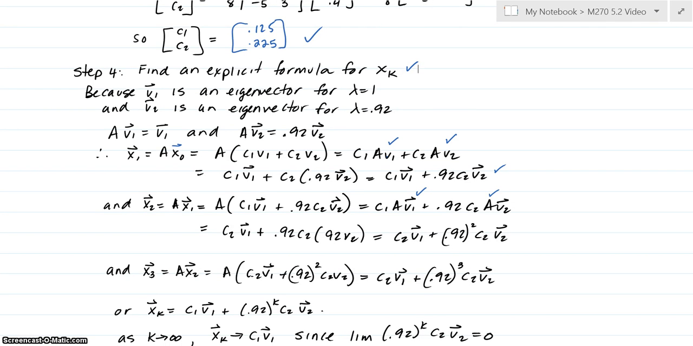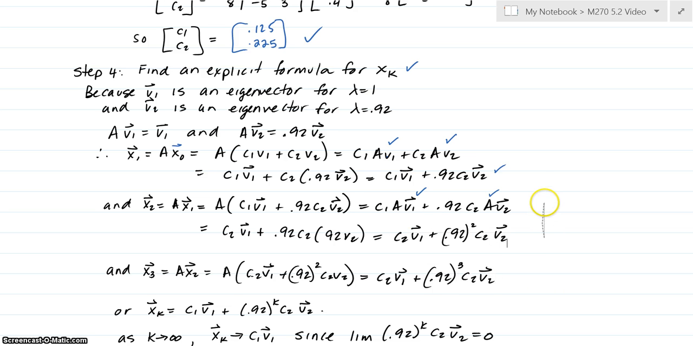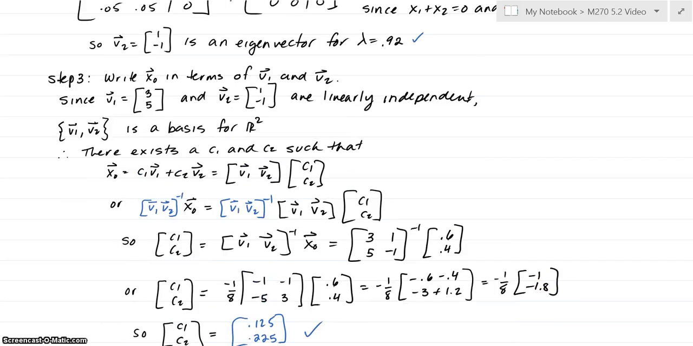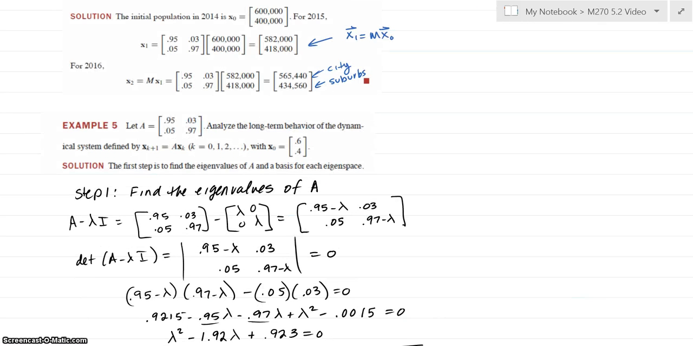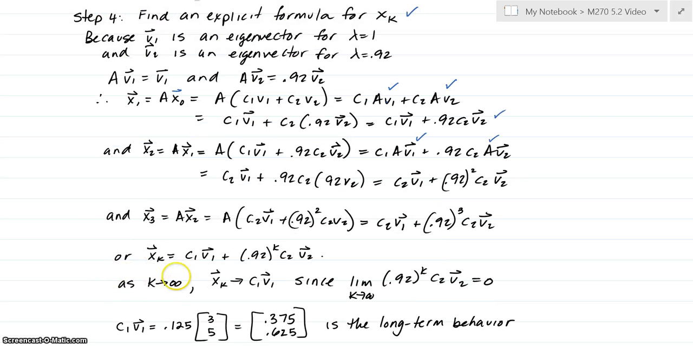So now we can look at the long-term behavior. The long-term behavior, which is what the original question was. If you go back to the original question, analyze the long-term behavior. So I'm just going to look at what happens when k goes to infinity. This whole thing goes to 0 as k goes to infinity because we have 0.92. The limit of 0.92 to the k, something less than 1, goes to 0.